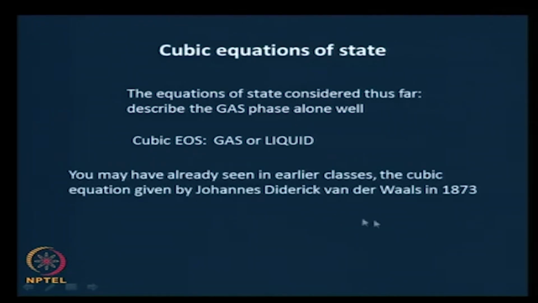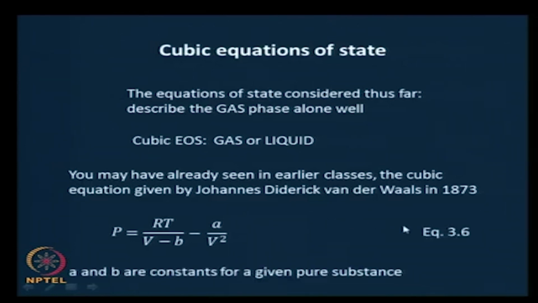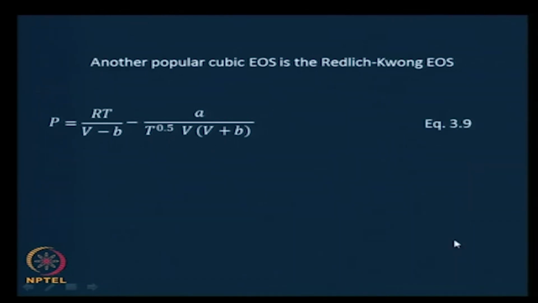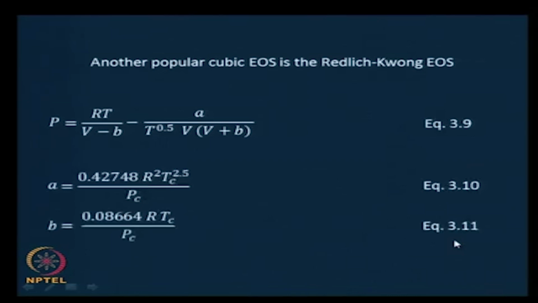The van der Waals equation that you have already seen is nothing but a cubic equation, P equals RT by V minus b, minus a by V squared, and a and b are constants for a pure substance. The other popular equation that we saw somewhat extensively in this course is the Redlich-Kwong equation, P equals RT by V minus b, minus a by T to the power 0.5 V into V plus b, and you have expressions for a and b from which you can calculate them.